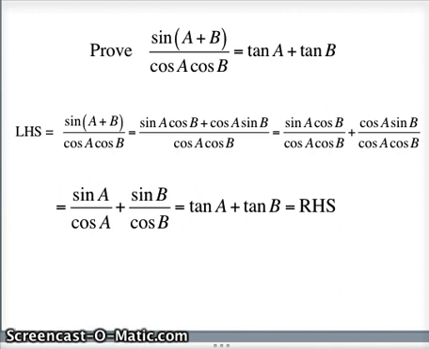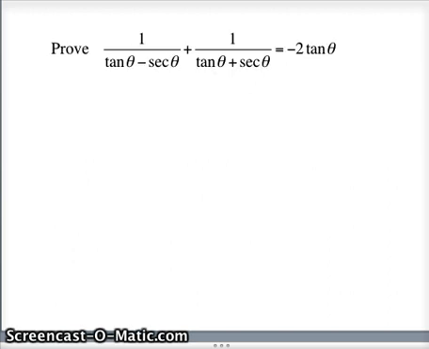So again, you'll notice the process. Left-hand side equals, equals, equals, equals, equals, equals right-hand side for us to verify that identity. Well, here is a more complex one. 1 over tan theta minus sec theta plus 1 over tan theta plus sec theta equals negative 2 tangent theta.